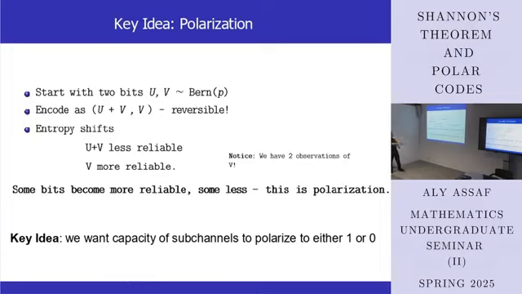Lastly, this is just a summary of what we've done so far. So we can skip it. But the key idea we want you to keep in mind is we want the channel capacity of each sub-channel. We're treating each bit as a sub-channel, by the way. We want to polarize it to either be maximum or minimum.